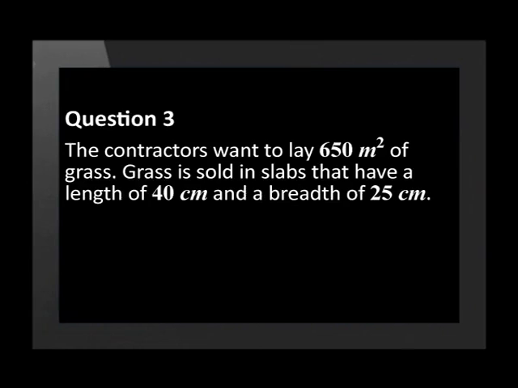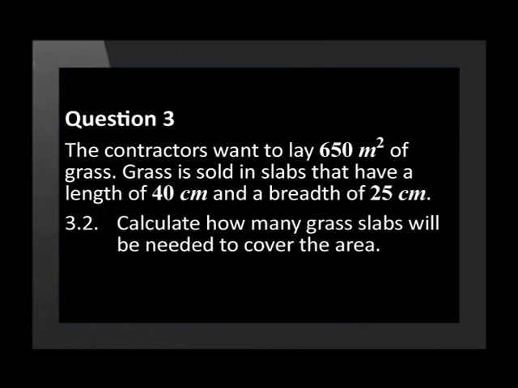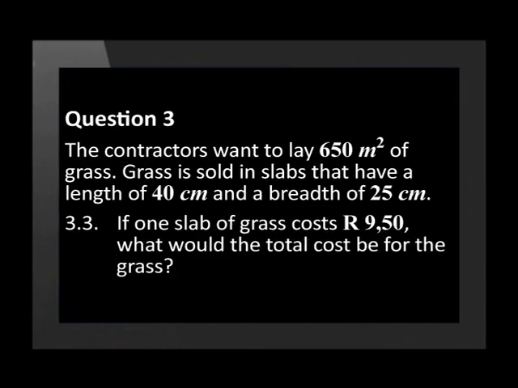The contractor wants to lay 650 meters squared of grass. Grass is sold in slabs that have a length of 40 centimeters and a breadth of 25 centimeters. Calculate the area of one piece of grass slab. Give your answer in meters squared. Calculate how many grass slabs will be needed to cover the area. If one slab of grass costs 9 Rand 50, what would the total cost be for the grass?